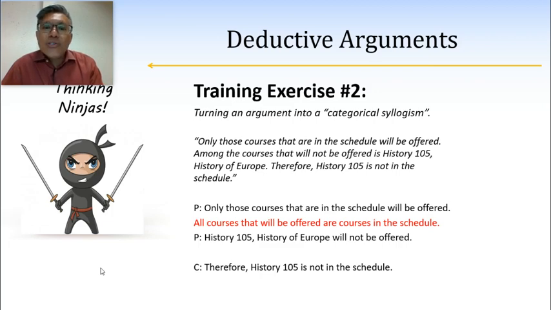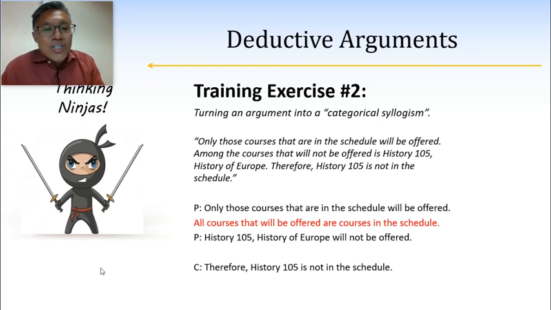Only those courses that are in the schedule will be offered. Well, that means that if it's going to be offered, it's in the schedule, right? So all the courses that will be offered are courses in the schedule. Notice the categories, right? We have identified 2 here. One category is courses that will be offered, and then the second category is courses in the schedule. So whenever we mean that category, we have to use that phrasing.